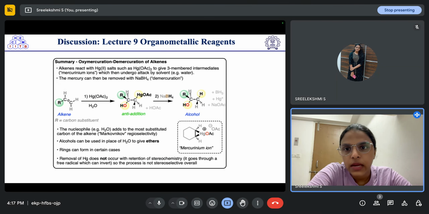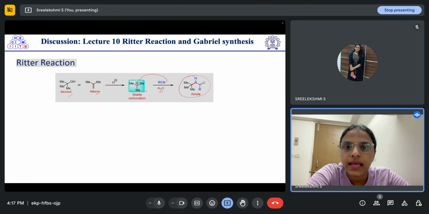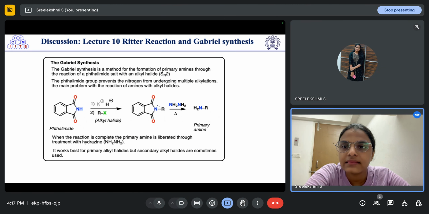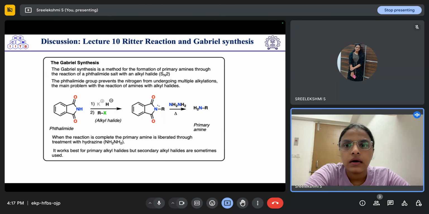Then we have seen organo-mercury mediated reaction, that is oxymercuration, demercuration of alkenes. Then for the formation of carbon-nitrogen bond, we have seen this Ritter reaction as well as this Gabriel synthesis. Now we will be moving on to the discussion on some questions regarding these topics, whatever we discussed today and whatever we saw in the week 5 lecture videos.